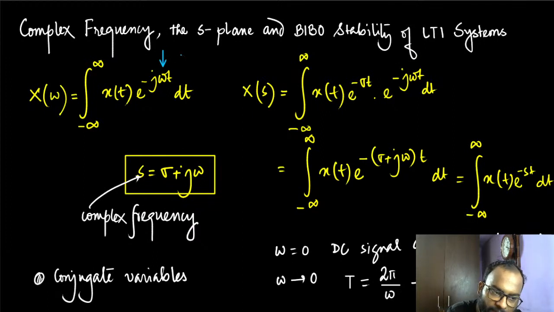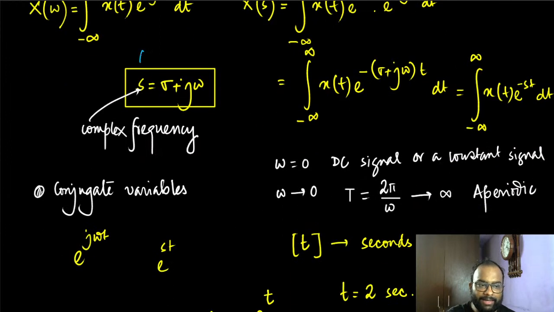Omega is the conjugate variable to t, so it has a unit reciprocal to that of t. Just like that, sigma is also a conjugate variable to t, because of the same understanding. So both sigma and omega are conjugate variables, and this s itself is a conjugate variable because it is a sum of two conjugate variables. It is a sum of sigma and j omega.